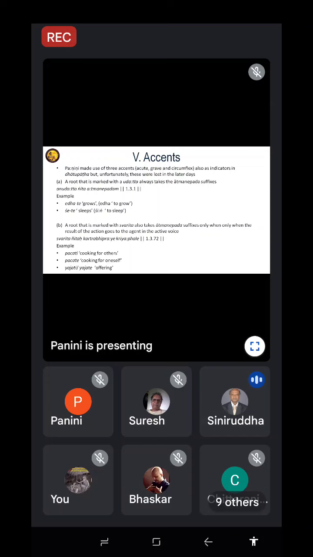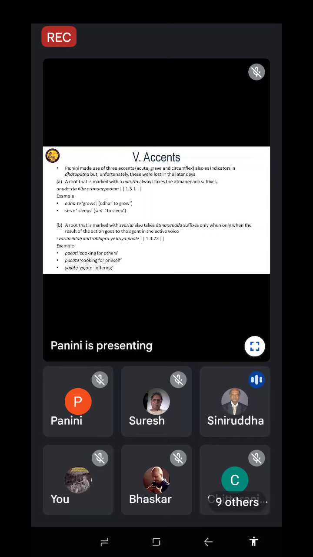If it is meant for the speaker, Kartabhipraya. If it is the object or the goal, or the benefit goes to the agent, that's why it is Atmanepada. Atmane means for oneself. Parasmai is a pronoun; para is a pronoun. Parasmai means for others.